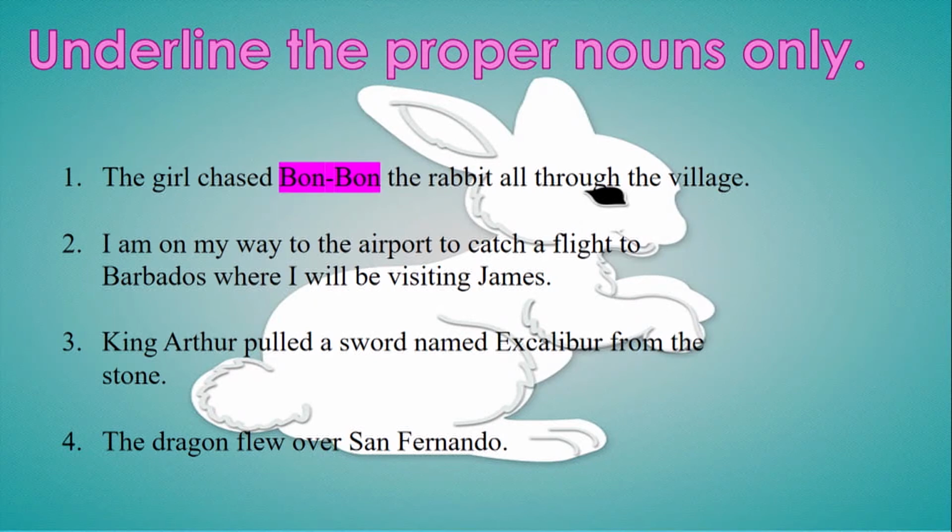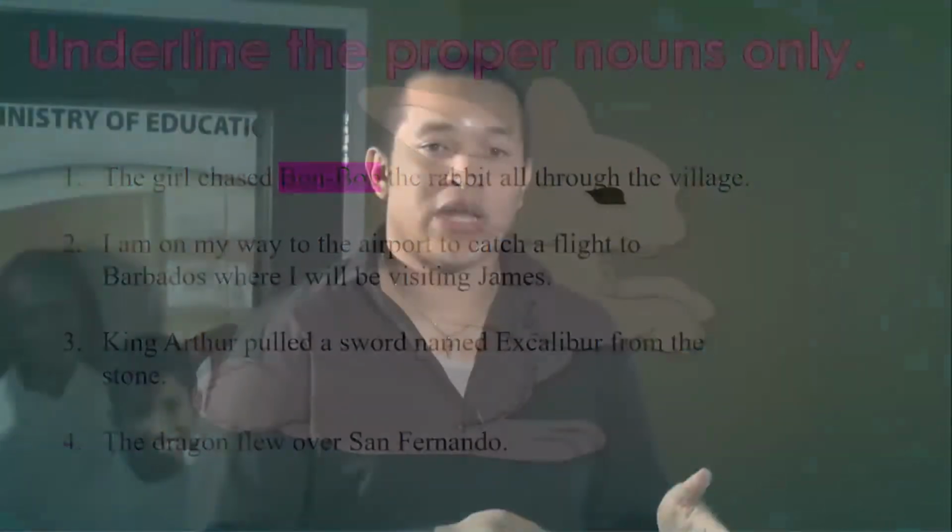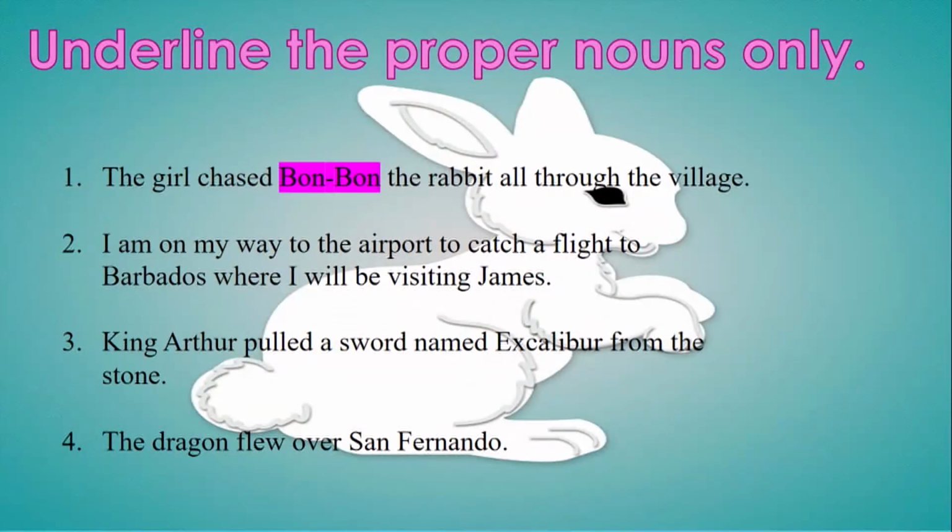Right. So, "The girl chased Bon Bon the rabbit through the village." There are several different rabbits. You may have a pet rabbit, and your rabbit will have a different name. So if you hear somebody is chasing Bon Bon the rabbit, and your rabbit isn't named Bon Bon, then you will know not to worry. Your rabbit is safe. So Bon Bon there is a specific name for one rabbit. Right. So number two.